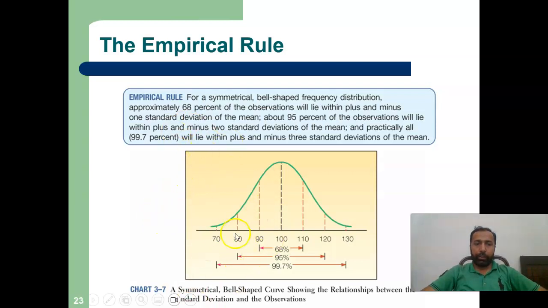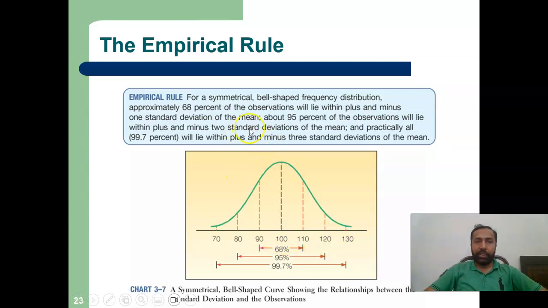First of all, a normal distribution is bell-shaped. This is also known as a symmetrical distribution, as you can see in this graph. 50% of the observations lie below the mean, or to the left side of the mean, while 50% of the observations lie towards the right side, or above the mean.